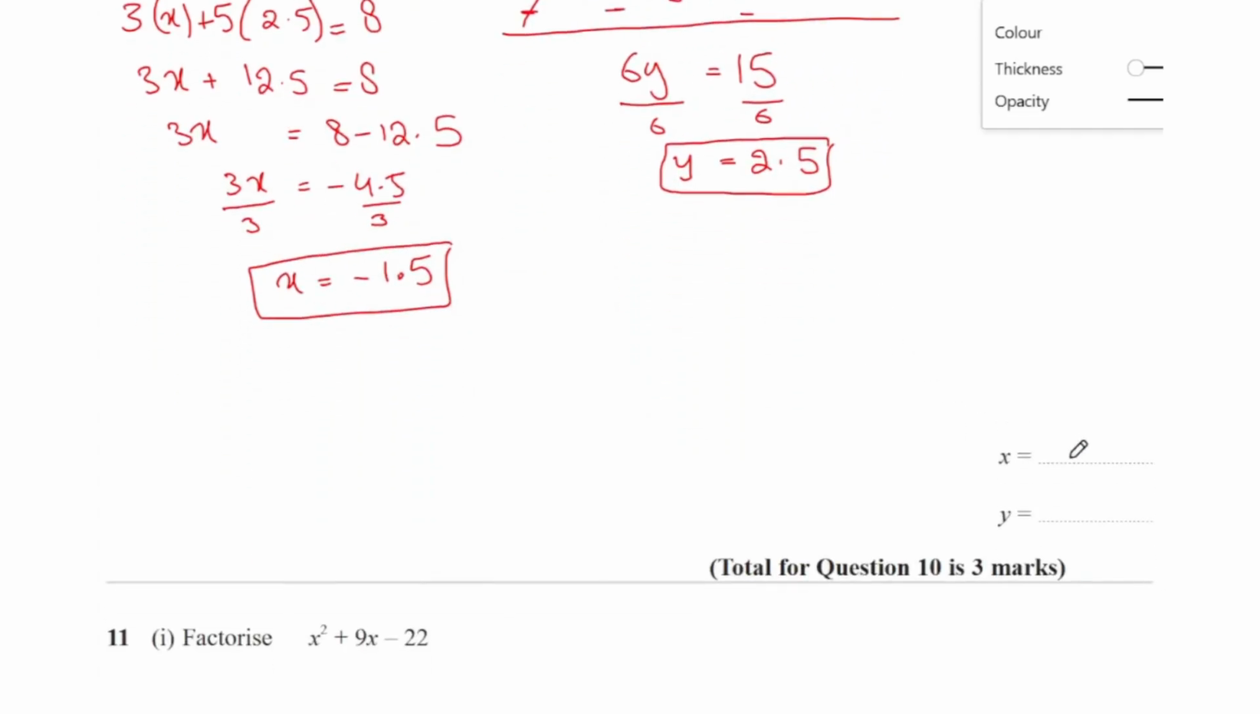Okay, so we're going to write down our solution here, x equals minus 1.5. Write down clearly for the examiner. And how many marks is it? 3 marks question. Okay, let's see the total marks now.